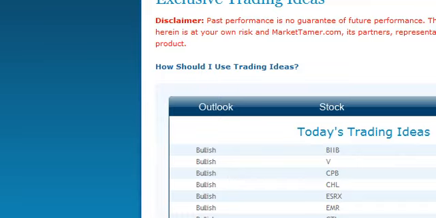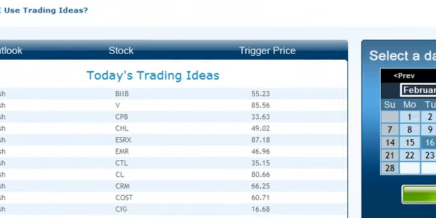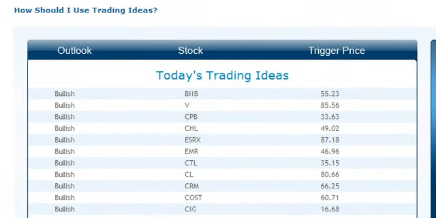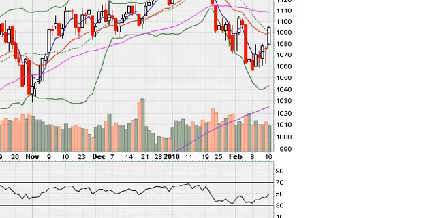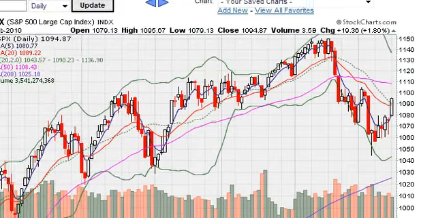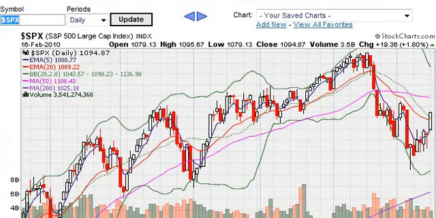But first, let's switch over here to some of our trading ideas. And so you can see some of the trading ideas triggered today, and most of them are bullish. Obviously, for members, you get to see all of the trading ideas triggered today. If we just take note of a couple of them, the first couple, for example, BIIB and V are the ticker symbols. We'll look at those in just a moment.